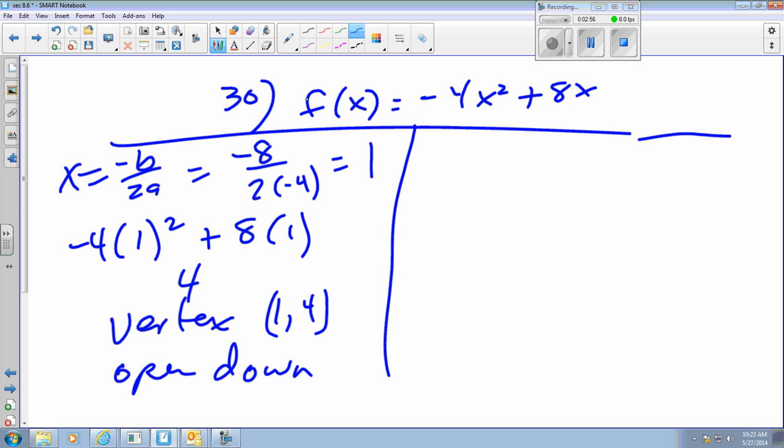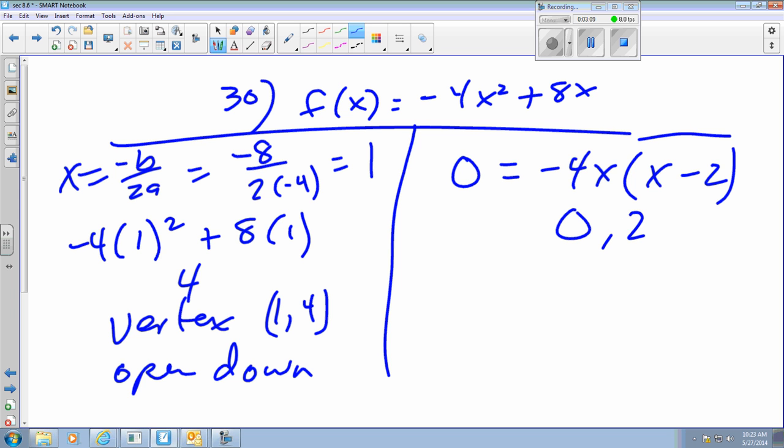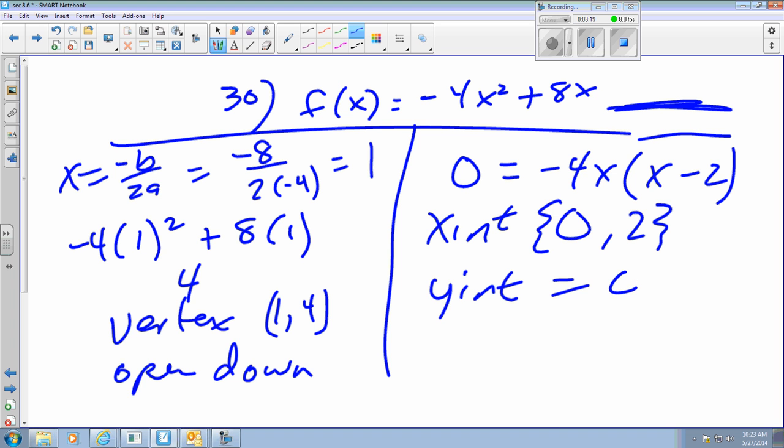Our x-intercepts happen when y is equal to 0. I'm going to factor out negative 4x. That's the greatest common factor, leaving me with x minus 2. I know that I'm going to have 0 as a factor because there's an x out here, and 2. And so those are my x-intercepts. My y-intercept, since there's no number back here, it's going to be a 0.